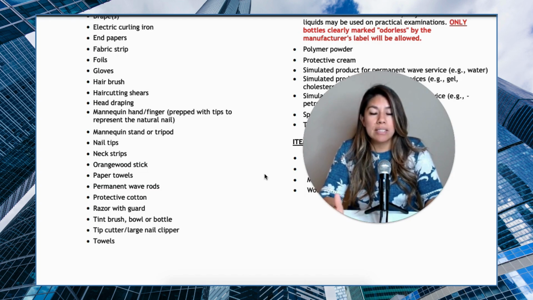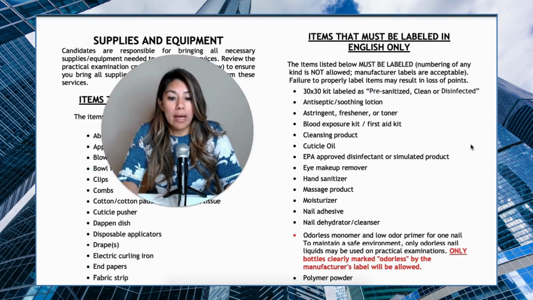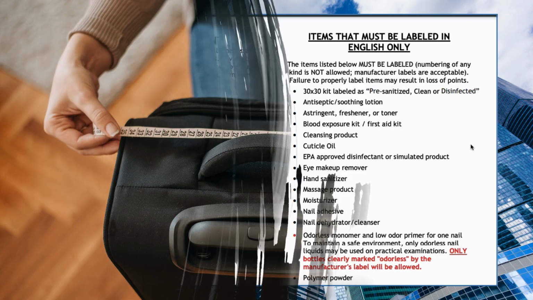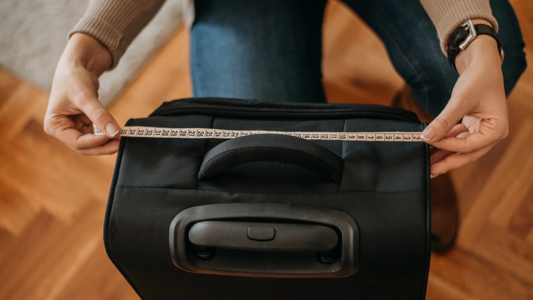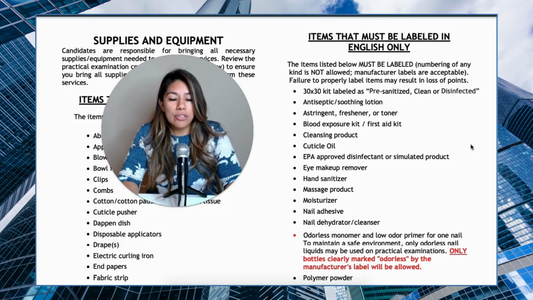So this is a list of all the items that cannot be labeled. Here on the right are the things that must be labeled. Your kit bag should be no more than 30 by 30, so make sure that you're measuring your bag. And also, your kit must be labeled pre-sanitized, clean, or disinfected. So this will be a label that you will place outside of your bag where it is visible.